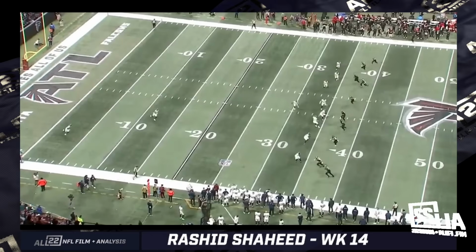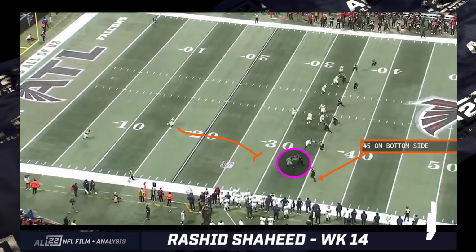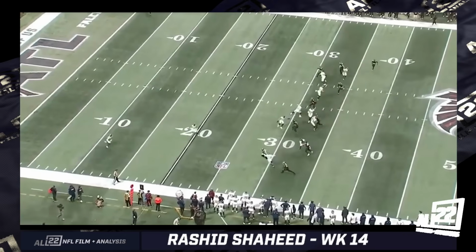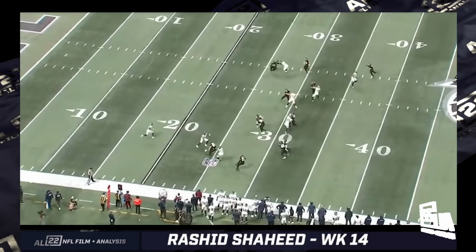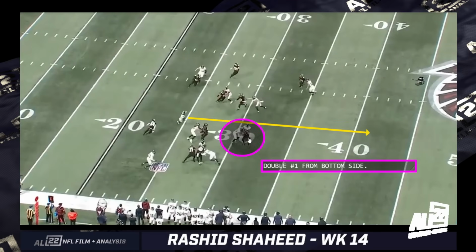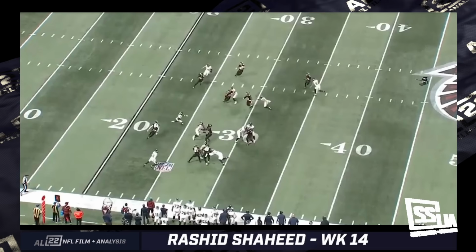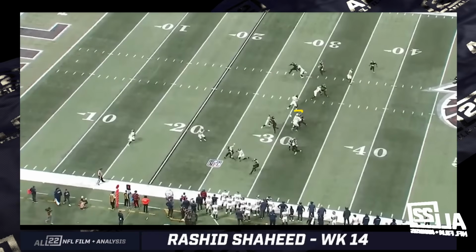Why I think this should be referred to as a middle return, and I haven't listened to any explanations about it. Certainly don't know what McDonald said, but basically they are doubling the number 2 to the bottom side. So we're talking about right here, number 1 from the bottom side, excuse me. So we'll track him back a little bit. It's a great block from those two. Keep in mind, it's right here.